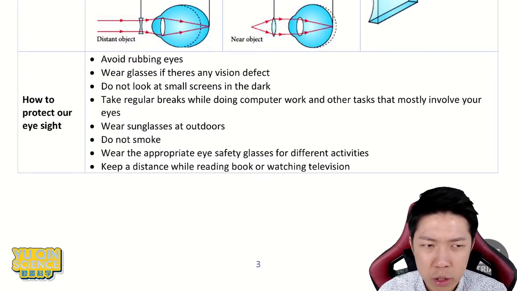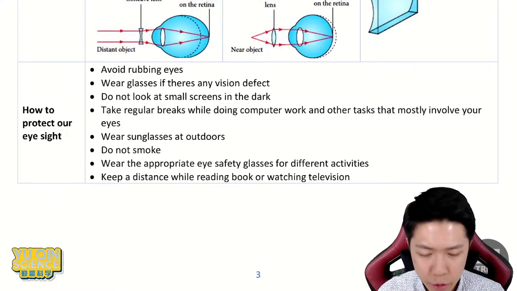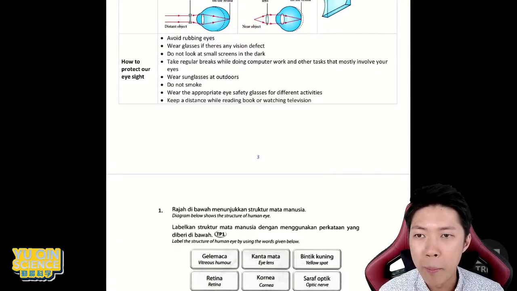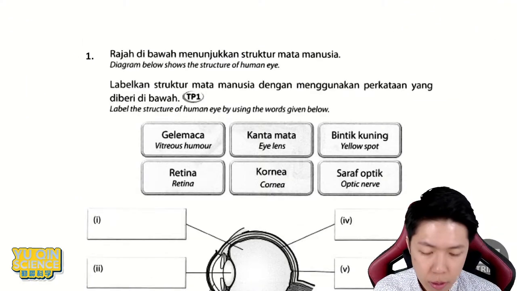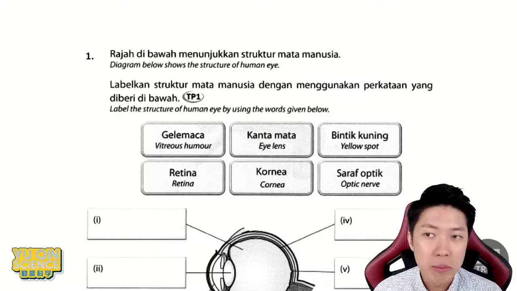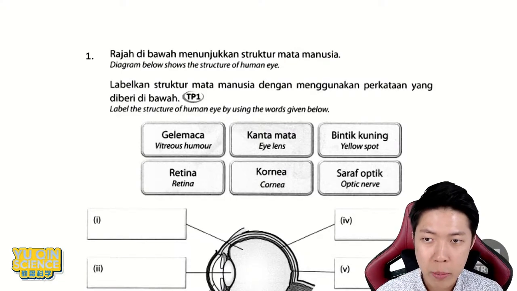Very general stuff, so take a look if you want, pause the video, very straightforward. So that's it for the eye section of your chapter one. Okay, let's get into some exercises to see if we understand the topic today.